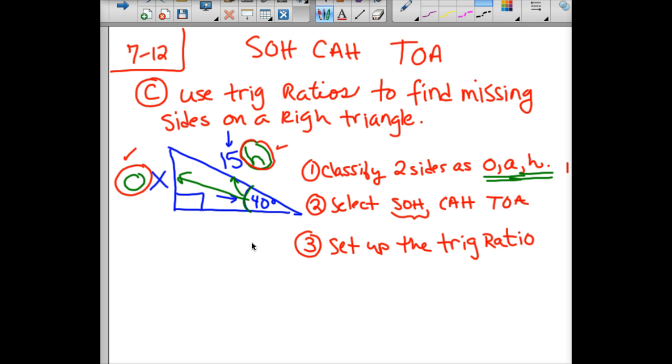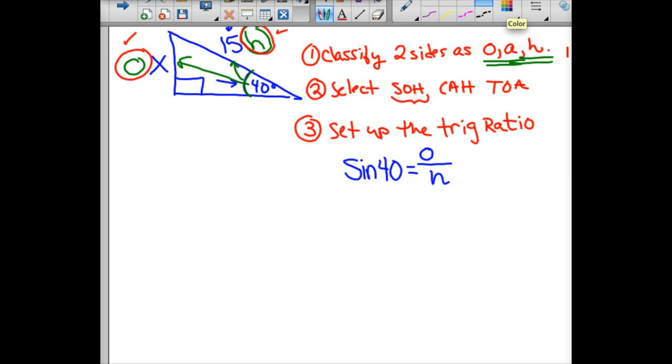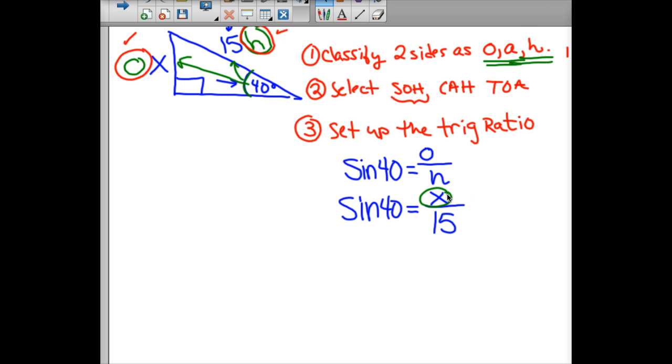So I'm just going to go like this. This is what I know. I know that the sine of the angle that I'm looking at gives me the ratio of the opposite side to the hypotenuse. I also know that the opposite side is the one I'm looking for, and I know that the hypotenuse is 15. So I need to solve this for x, which means all I really need to do is get this sine 40 degrees right here.